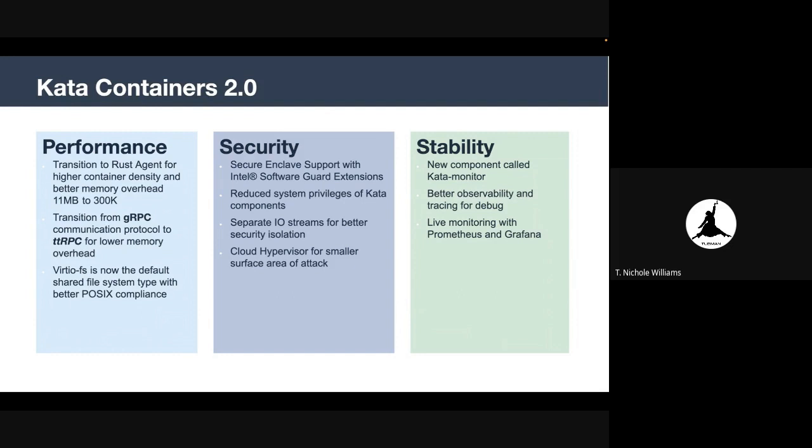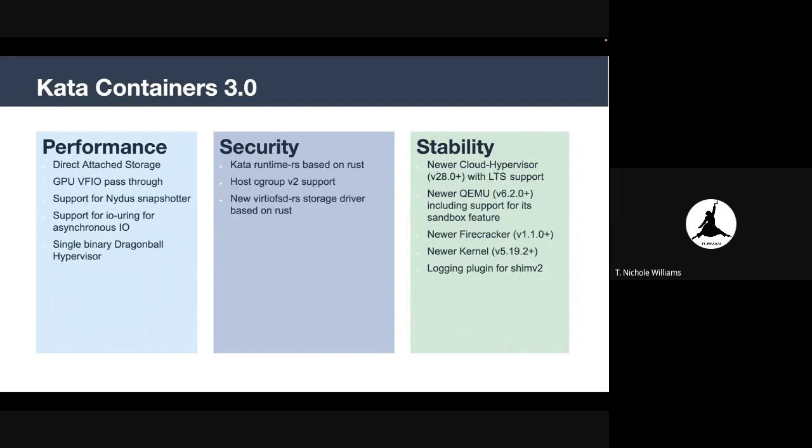The transition from Golang to Rust began during the 2.x release, starting with a switch to Rust Agent for higher container density and better memory overhead. At the release of Kata 3.0, Kata runtime was fully Rust-based, with more Rust features introduced with every minor release.